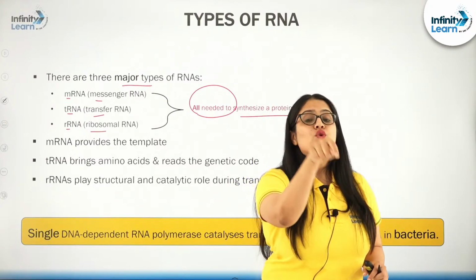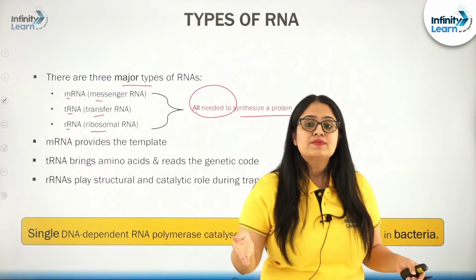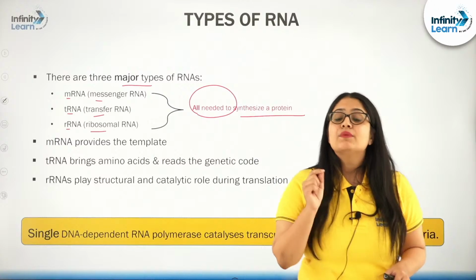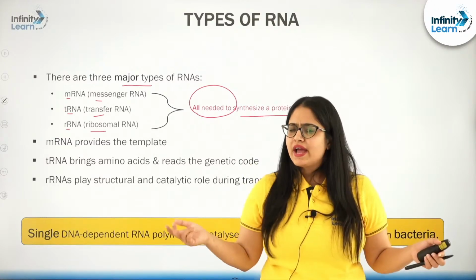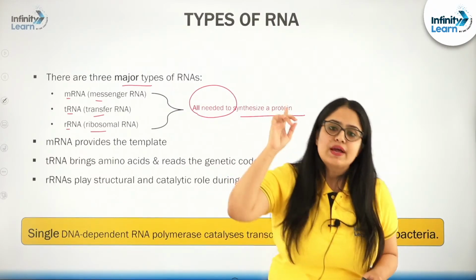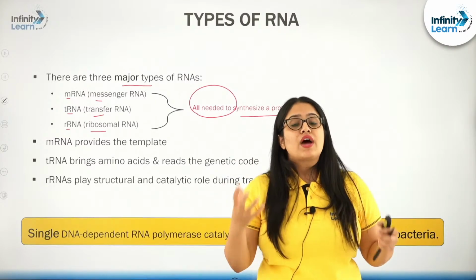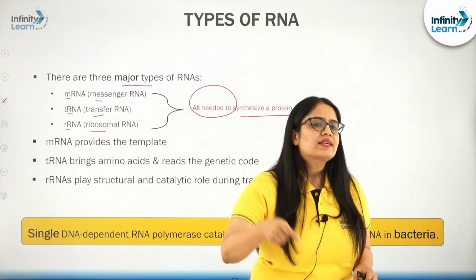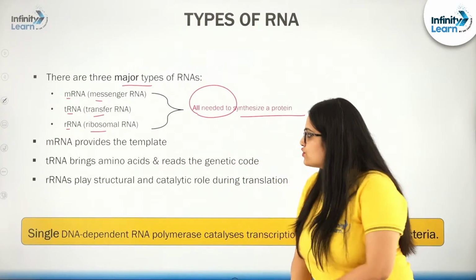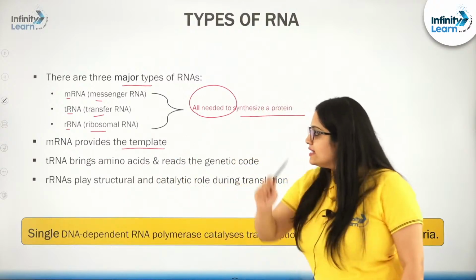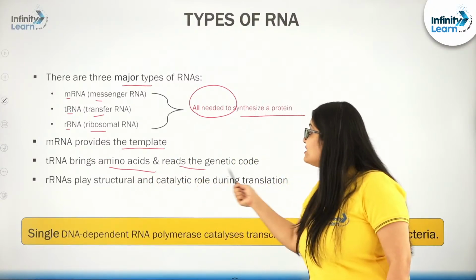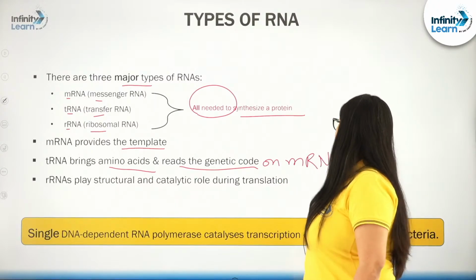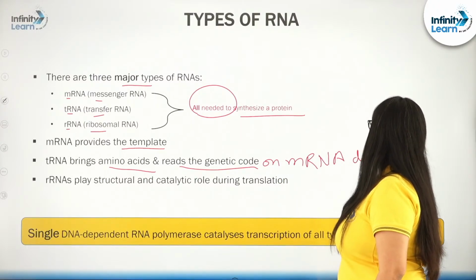rRNA is also known as catalytic RNA because it helps to catalyze reactions. For example, if I talk about a bacterial cell, in bacterial cells ribosomes are found. What are ribozymes? Ribozymes are the ones in which 23S rRNA acts as a catalyst, right? So, see here, mRNA provides a template, tRNA brings the amino acid and reads the genetic code on mRNA during translation process.